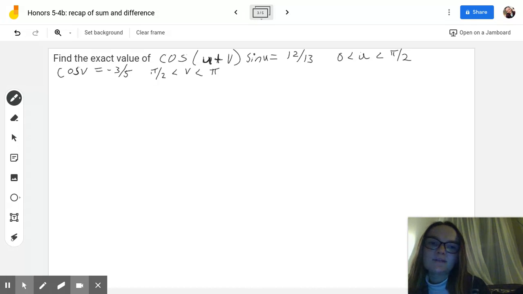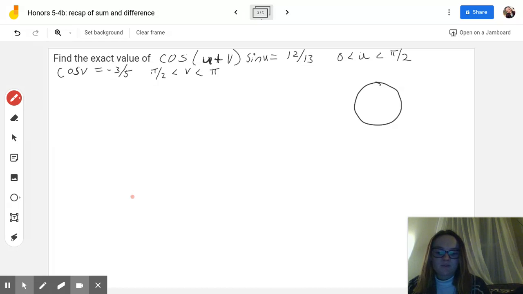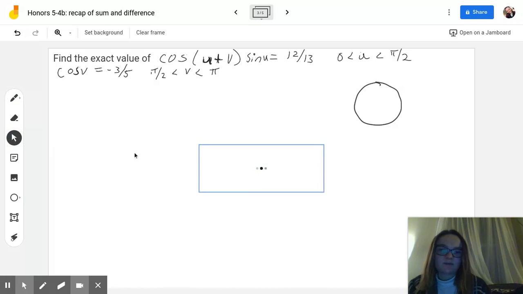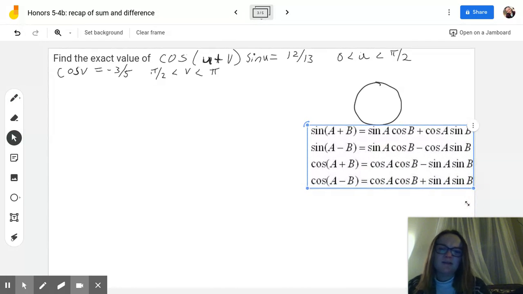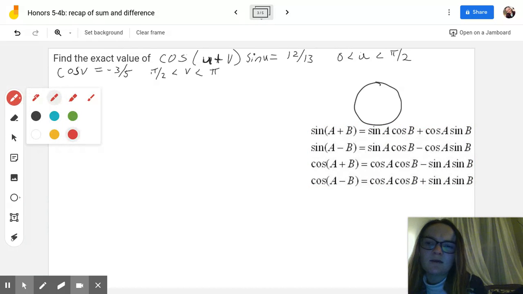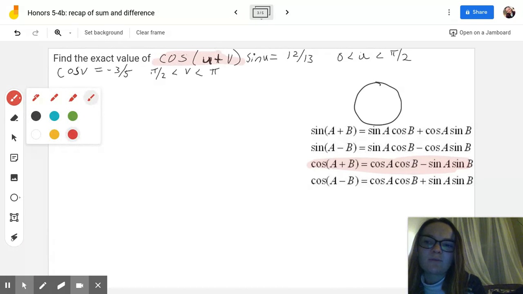Okay, first thing I want to establish here, I'm going to actually use two colors here. I know that sine of u is equal to 12/13, and I know that cosine of v is equal to negative 3/5. I'm going to go ahead and try to use the sum and difference formula here. So let me go ahead and paste my sum and difference formula in here. So the first thing I want to look at is, okay, I need to have cosine of something plus something. So let's get our highlighter out. Cosine of something plus something looks like this. So let's go ahead and just start off by replacing.